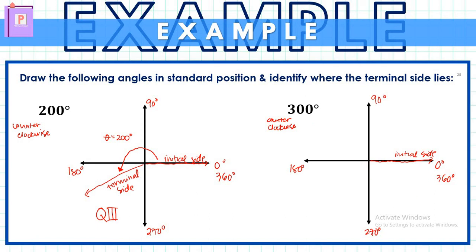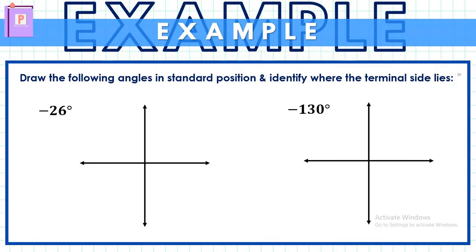So from 270, we just need to add 30 degrees, which is estimated somehow at this angle. So let's say from the initial side going to this terminal side, that is the angle measurement of 300 degrees. Let me just label this again as the terminal side. And then it's now very obvious that the terminal side lies on the fourth quadrant. And that is how you draw positive angles. How about if we have negative angles?